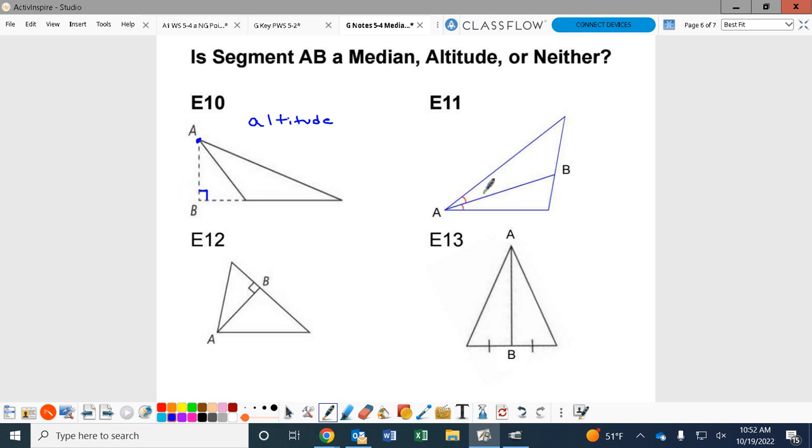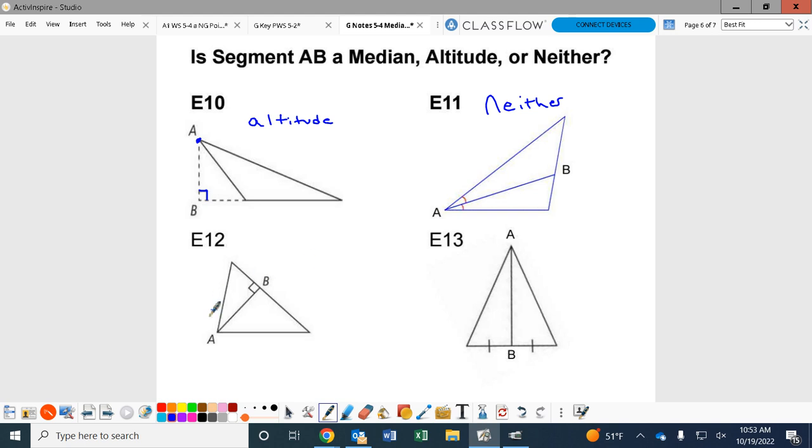Okay, for the next one, it's got these two angles marked congruent. Does that make it a median, altitude, or neither? What would this one be called? It's not in the list, but what would it be called? Angle bisector is correct. It is an angle bisector. How do I know that? Because the angles are congruent. That's the only thing marked on there. Angle bisector. It's not one of the choices, but that's what it would be.